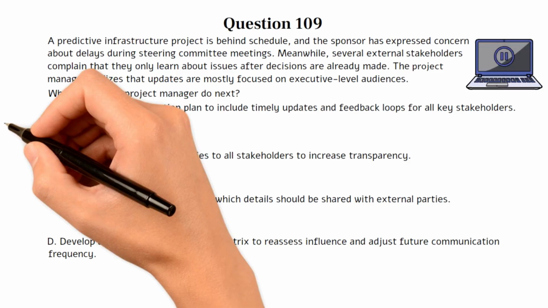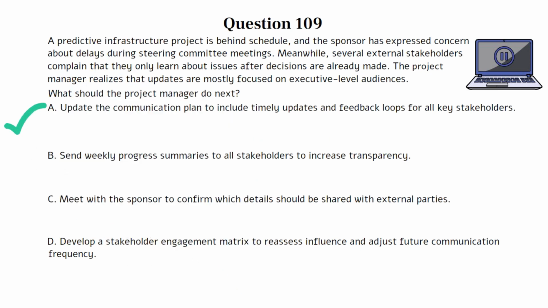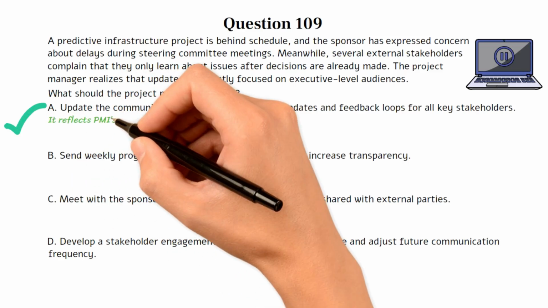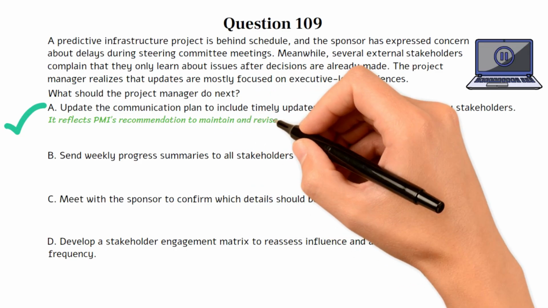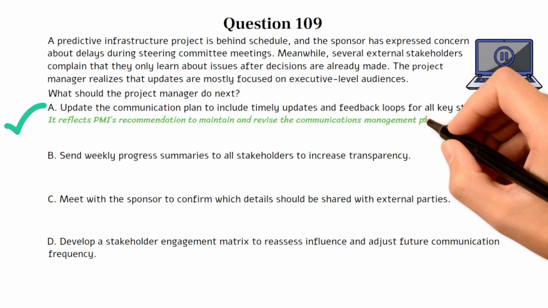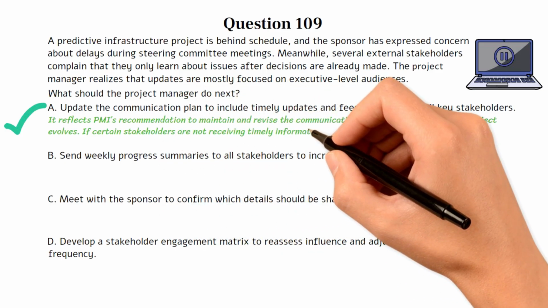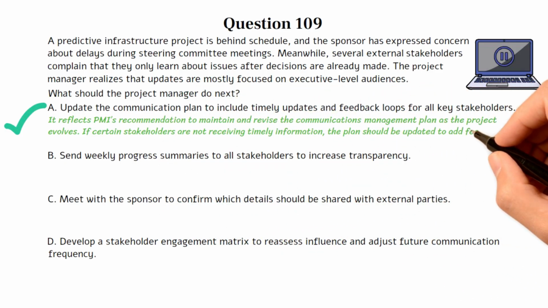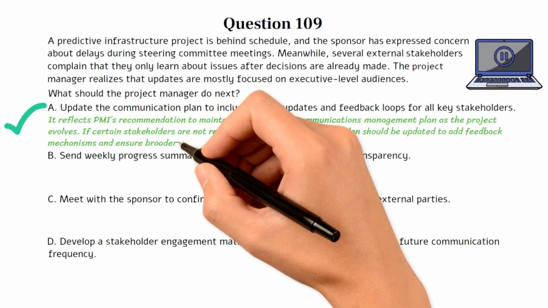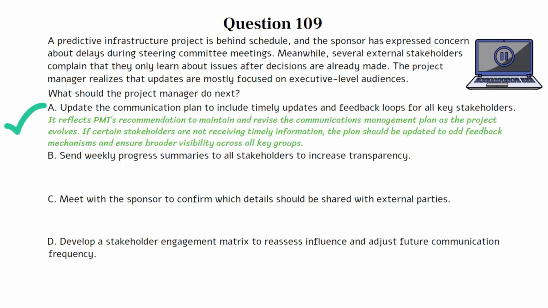The correct answer is A. This question evaluates your understanding of stakeholder-focused communication planning in predictive projects, particularly how to address unbalanced information flow. Choice A is the best option because it reflects PMI's recommendation to maintain and revise the communications management plan as the project evolves. If certain stakeholders are not receiving timely information, the plan should be updated to add feedback mechanisms and ensure broader visibility across all key groups.